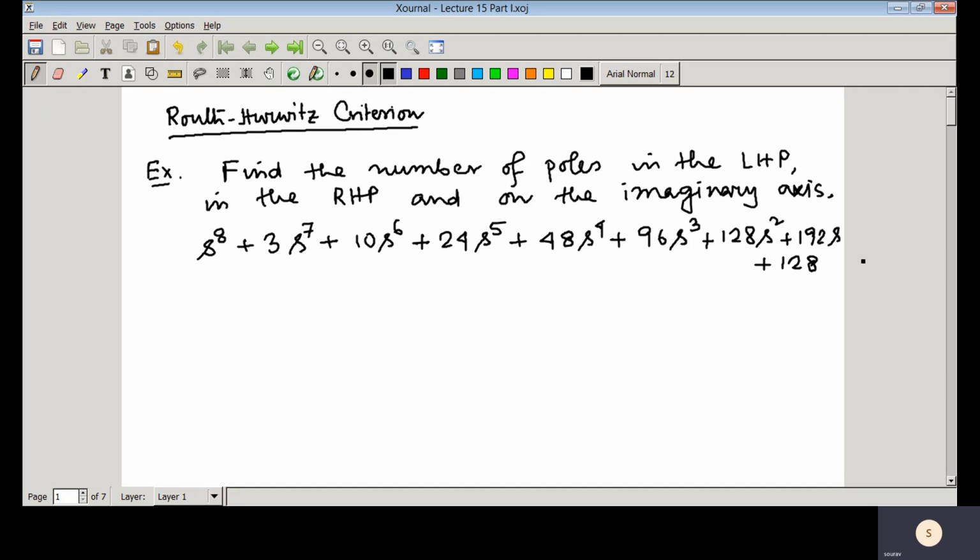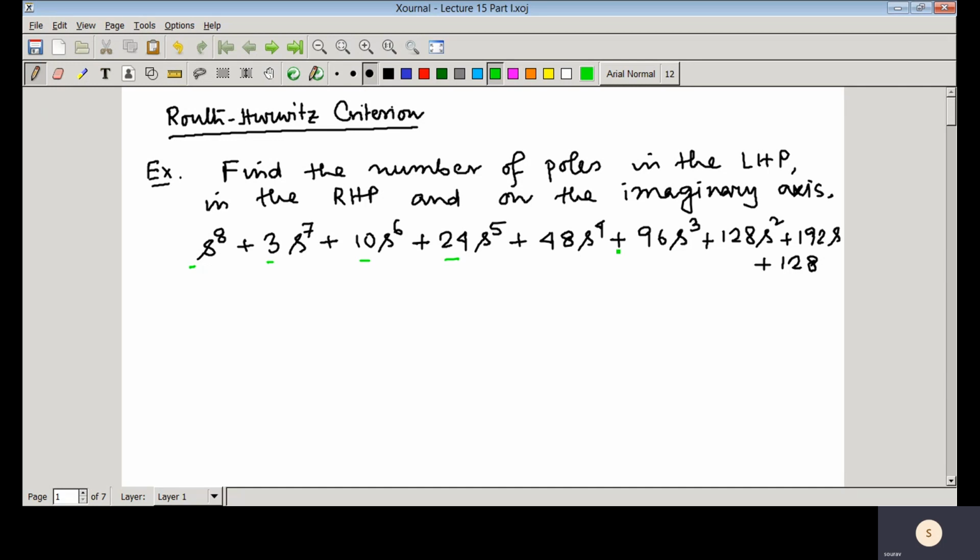If we look at the necessary conditions, then two necessary conditions were there. One is all the coefficients should be with the same sign. Here you can see that the coefficients are with the same sign: 1, 3, 10, 24, like this, all are with the same sign. And the second one is no coefficient is missing in this polynomial. So for a stable polynomial, the two necessary conditions are satisfied.